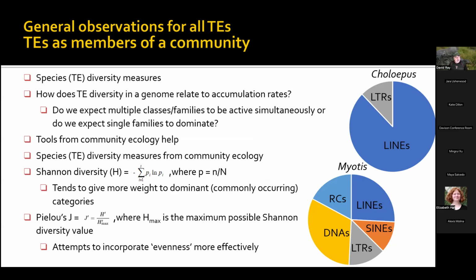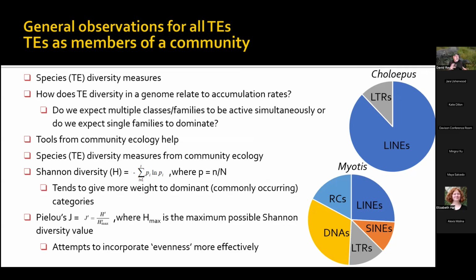Pielou's is also a measure of diversity we applied to transposable elements. The difference between the two is relatively subtle, but Shannon diversity tends to give a lot more weight to the most commonly occurring species in an ecosystem, and also in this case, the transposable elements, whereas Pielou's we wanted to include because there's a difference, right?